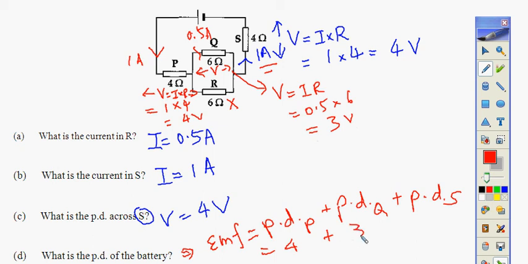The potential difference across S, if you look carefully, has already been calculated in part C. So I just use my answer in part C, which is 4V. I just add them together, and my final answer is 11V. So this is the answer for part C as well as part D.